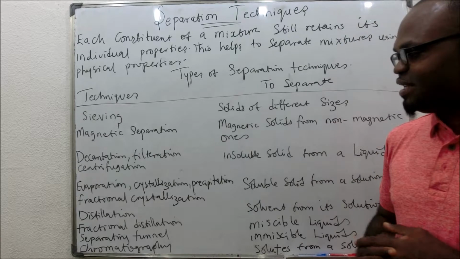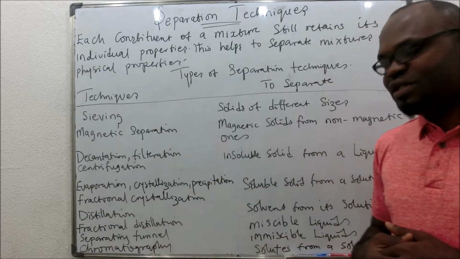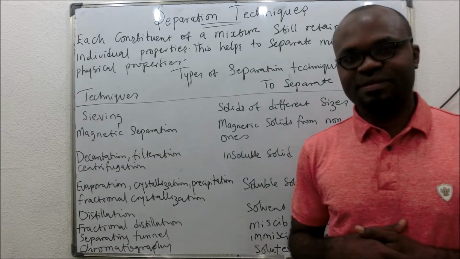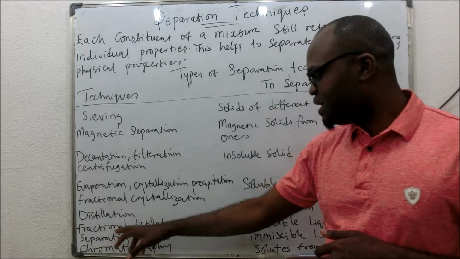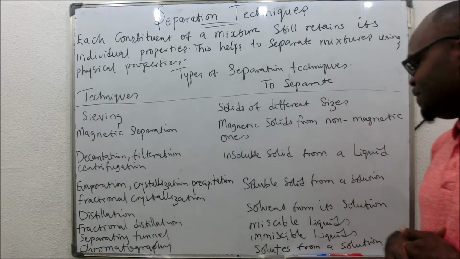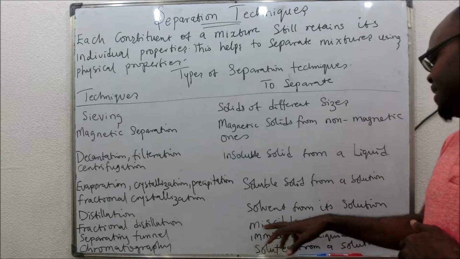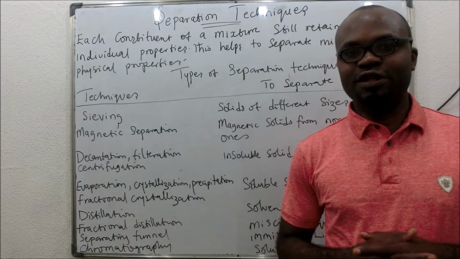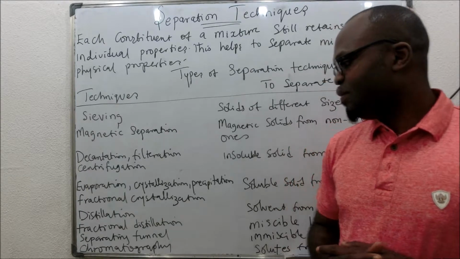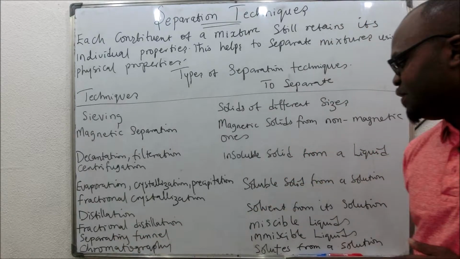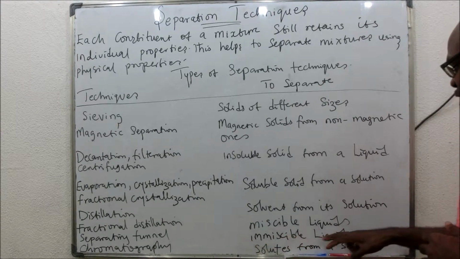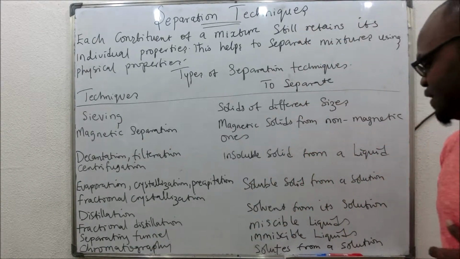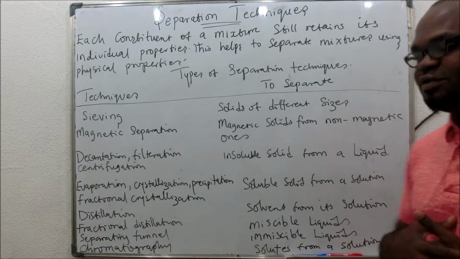Now you have another technique known as distillation, which is used to separate a solvent from its solution. You also have fractional distillation, which is used to separate miscible liquids, just like we have in crude oil. We also have the separating funnel used to separate immiscible liquids. And we have chromatography that is used to separate solutes from a solution.